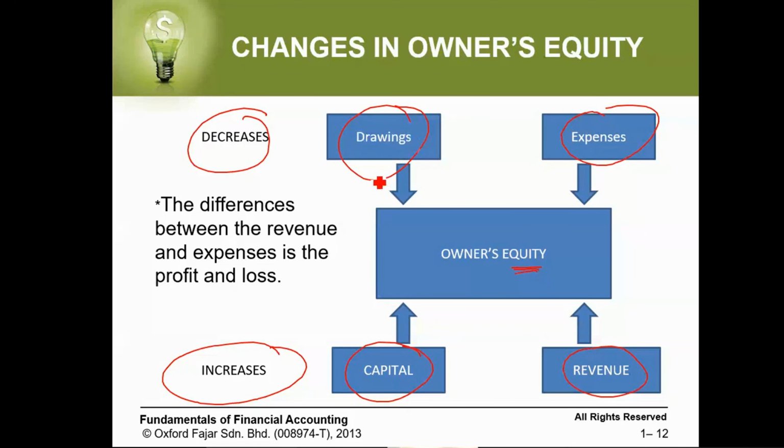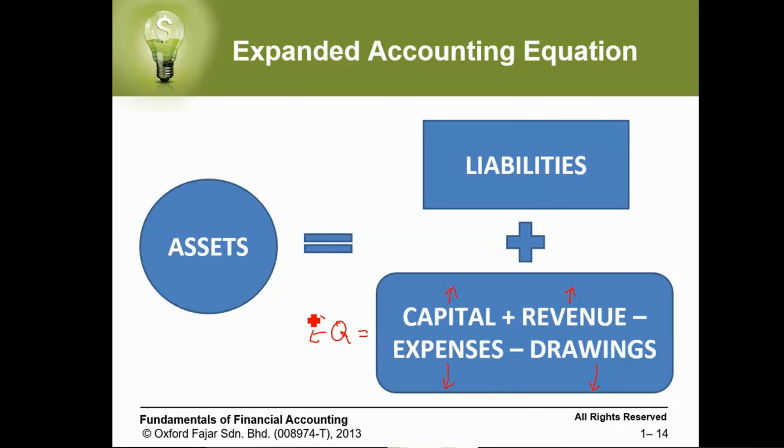Drawing is a withdrawal the owner makes from the company. So drawing is going to decrease the owner's equity, because he is withdrawing money. Expenses are the same. The more expenses we incur, the less owner's equity we have. So based on that, owner's equity equals capital plus revenue minus expenses minus drawings. For that reason, we have the plus and the minus.